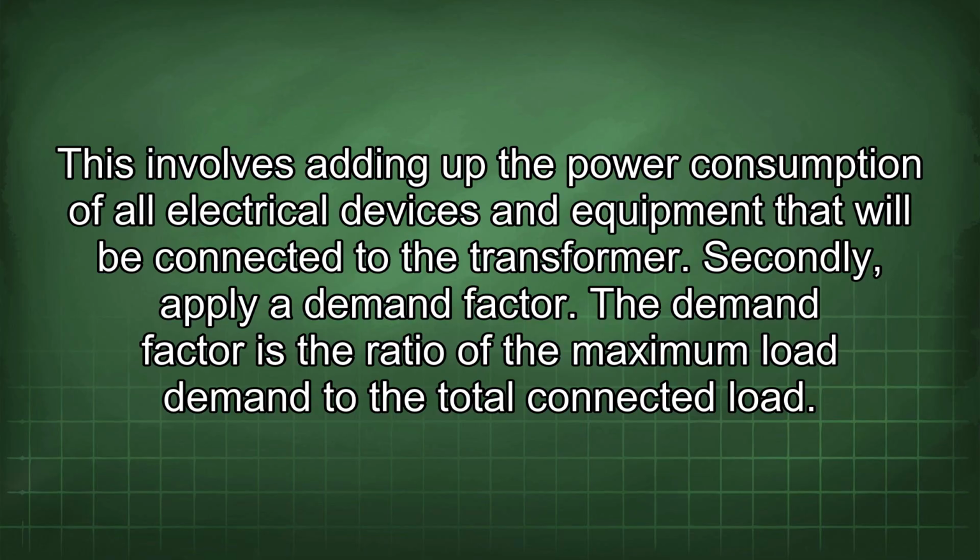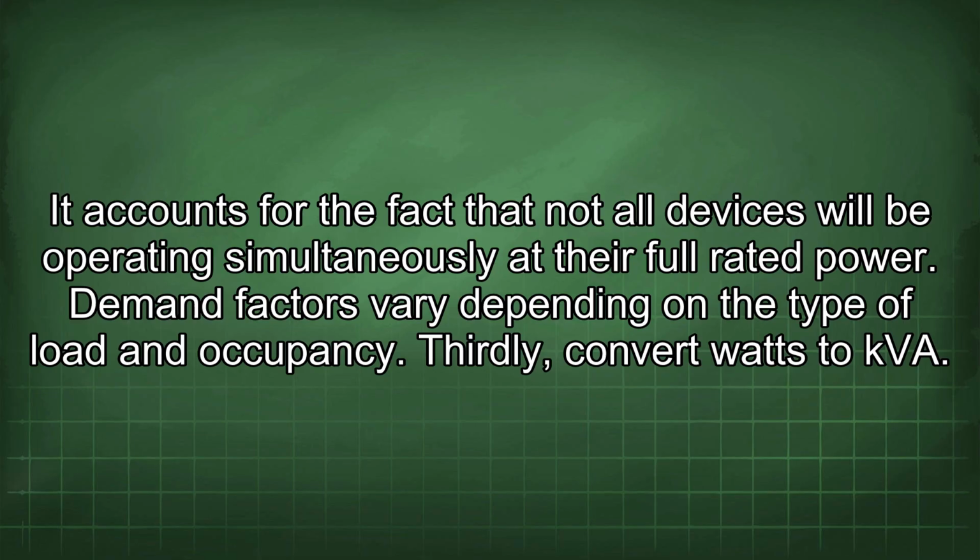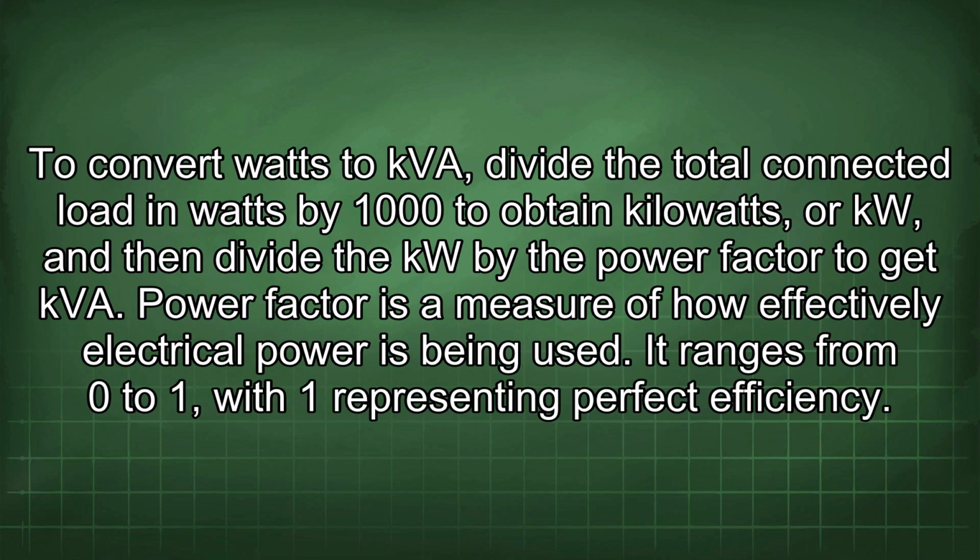Secondly, apply a demand factor. The demand factor is the ratio of the maximum load demand to the total connected load. It accounts for the fact that not all devices will be operating simultaneously at their full rated power. Demand factors vary depending on the type of load and occupancy. Thirdly, convert watts to kVA. To convert watts to kVA, divide the total connected load in watts by 1000 to obtain kilowatts, or kW, and then divide the kW by the power factor to get kVA.